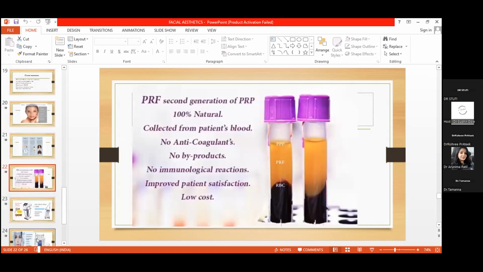PRF, it is an advanced version of PRP basically. So collected from the patient's blood, no anticoagulants, no byproducts, no immunological reactions. So improved patient satisfaction and low cost definitely. So there is no side effect at all.